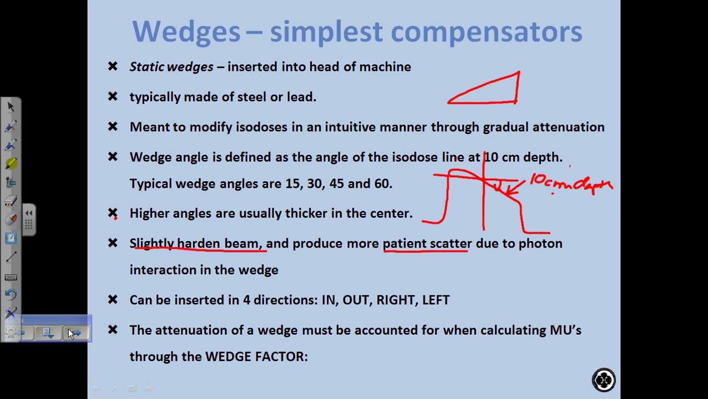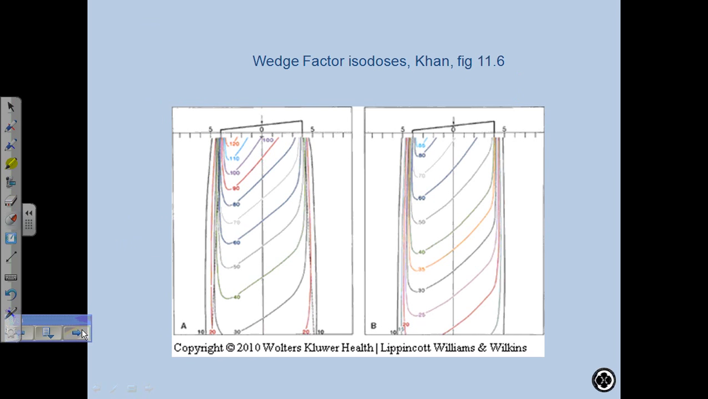Can be inserted in four directions, in, out, right, left. You guys know about that. The attenuation of a wedge must be accounted for when calculating, and that is done through the wedge factor. Obviously, if you put a hunk of metal in the beam, you're going to need more MU to deliver the same dose. Okay, so that's where the wedge factor comes in. And then let's take a quick break.